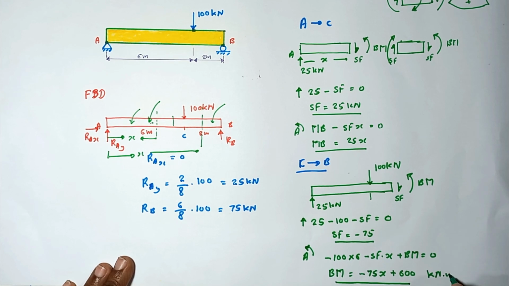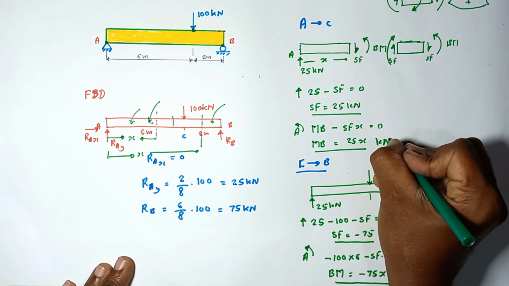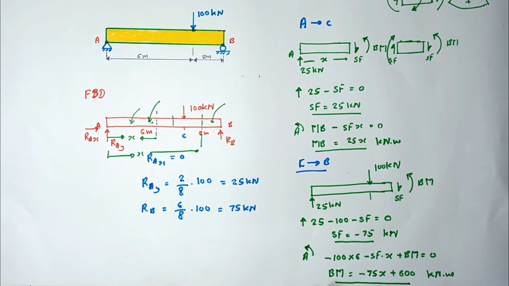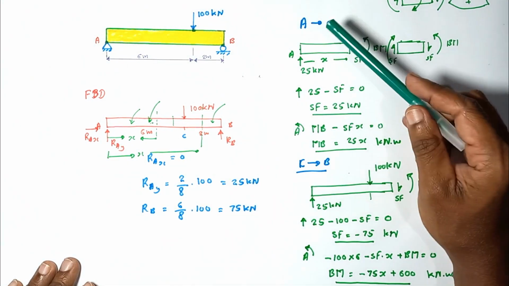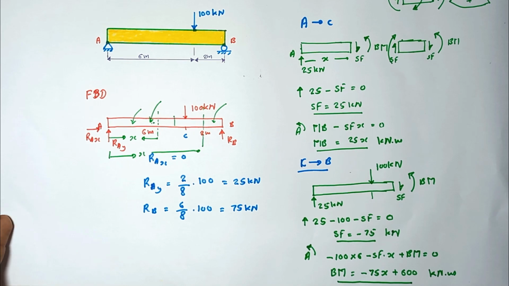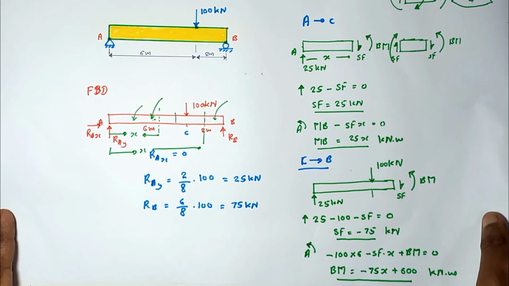kilonewton meter. These are the two equations for the A to C region, and for the C to B region, these are the two equations. Now we are able to draw the shear force diagram and the bending moment diagram. Let's see how to draw them.